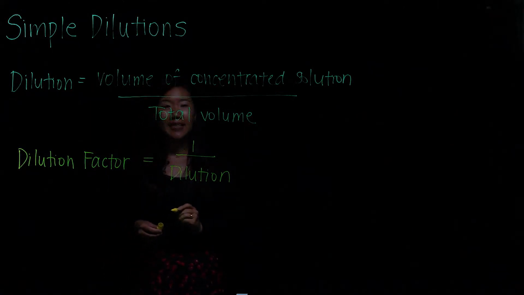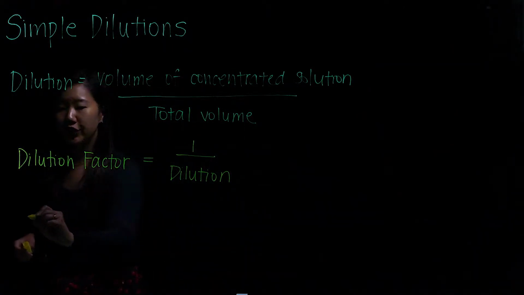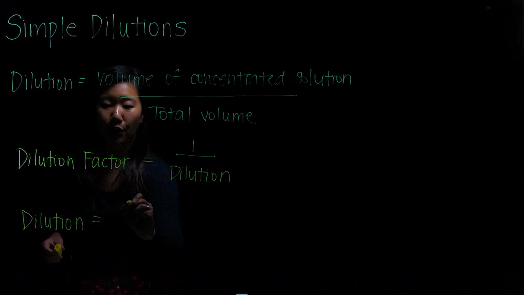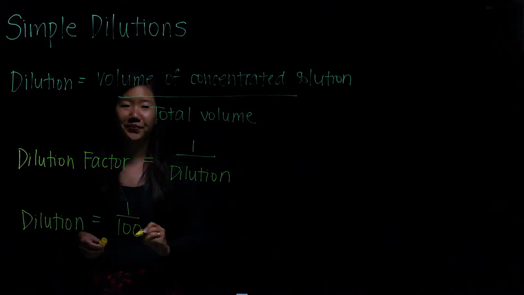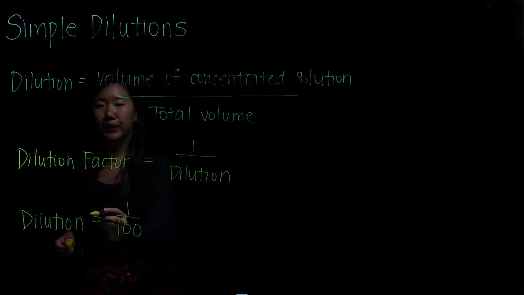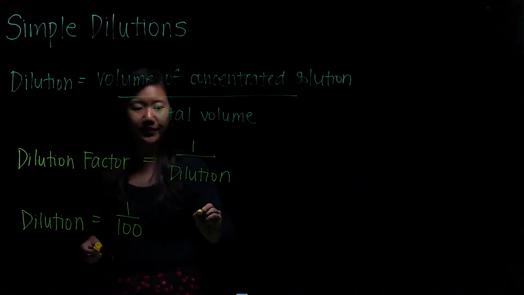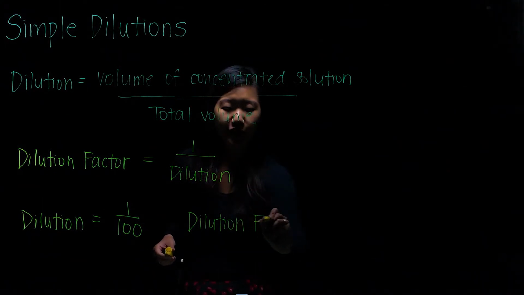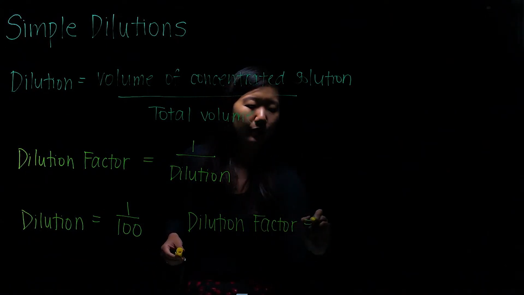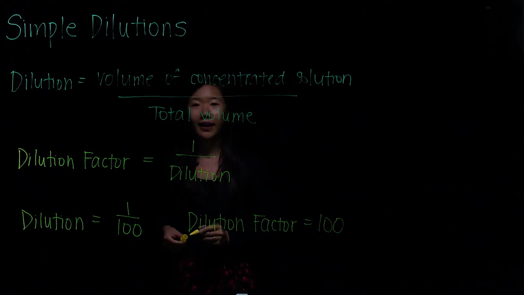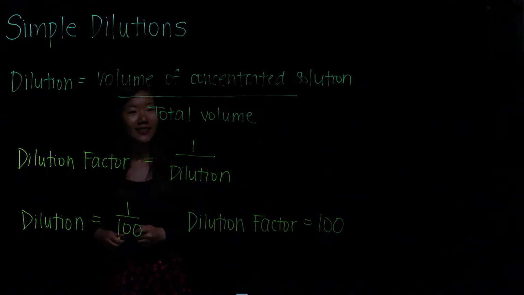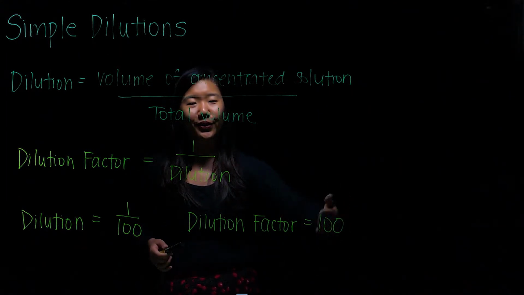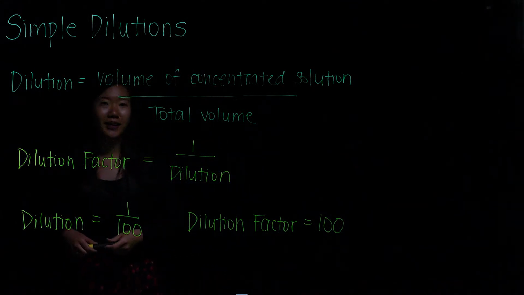So let's take an example where you made a dilution that is 1/100. The dilution factor would be 1 divided by the dilution. So in this case, the dilution factor equals 100. Another way of thinking about this is that the dilution factor refers to the number or the fold in which you've made your solution more dilute.